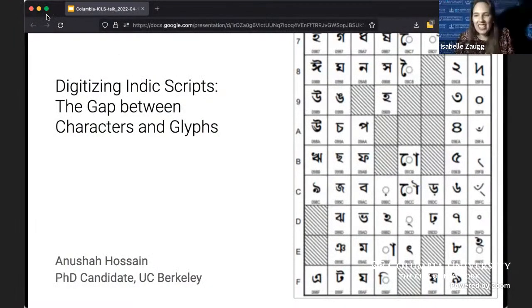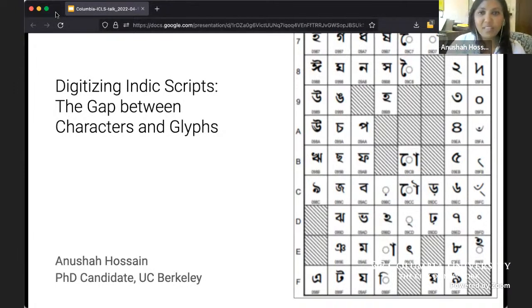And introduce our next speaker, Anushah Hossain, who, if she has not changed her title, may be presenting, yes, digitizing Indic scripts: the gap between characters and glyphs. Awesome, thank you, Isabelle. Okay, just getting set up.